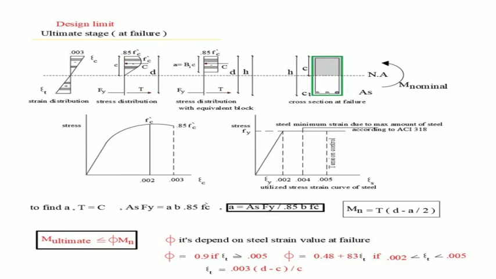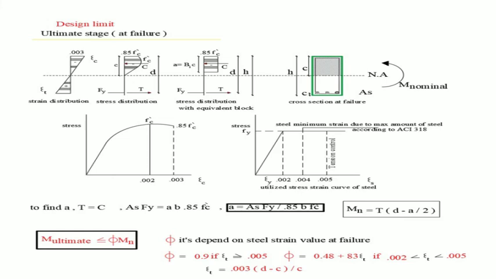At first, we have to find the a value. To find a, we have to apply this equation: T equals C, where T is the tension force at the rebars, and C is the compression at the cross section of the concrete block. So As times f yield equals a times b times 0.85 f'c. So a equals As f yield divided by 0.85 f'c b. So we get the a value.